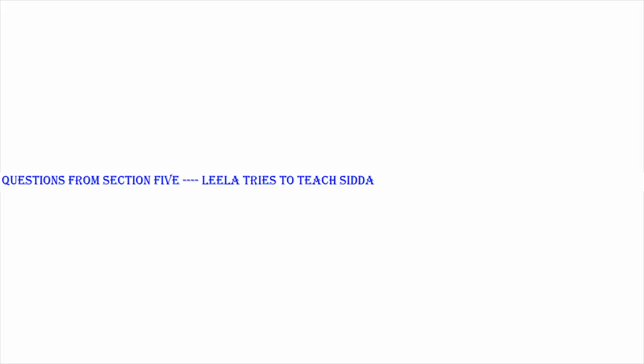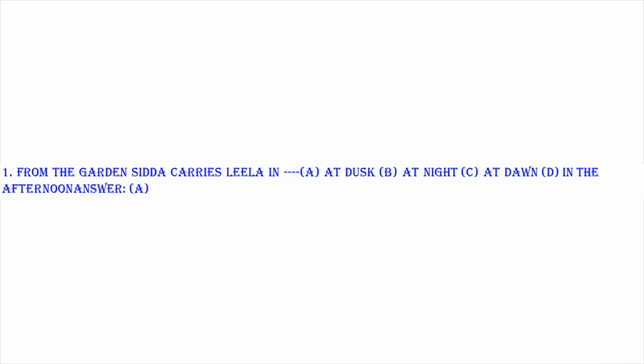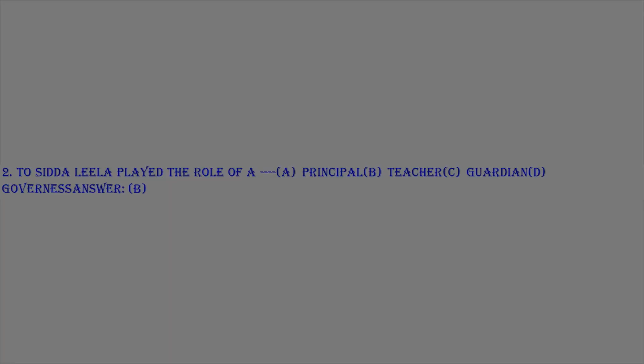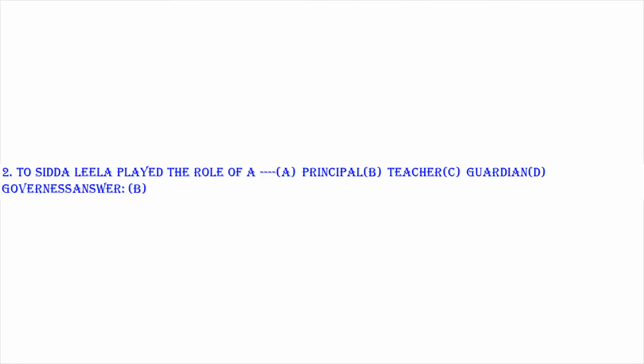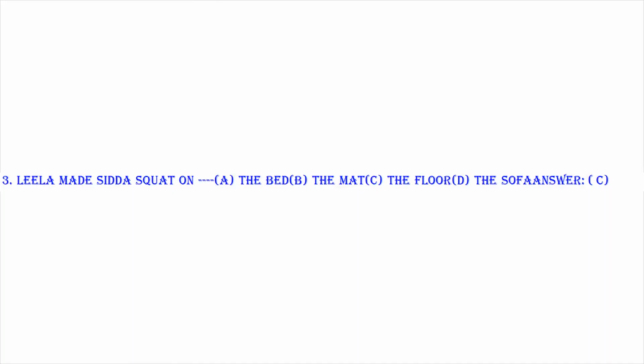Questions from section 5, Leela tries to teach Siddha. 1. From the garden Siddha carries Leela in: A. At dusk, B. At night, C. At dawn, D. In the afternoon. Answer, A. 2. To Siddha Leela played the role of: A. Principal, B. Teacher, C. Guardian, D. Governess. Answer, B. 3. Leela made Siddha squat on: A. The bed, B. The mat, C. The floor, D. The sofa. Answer, C.